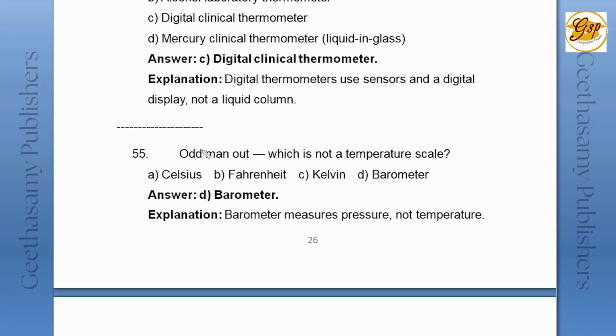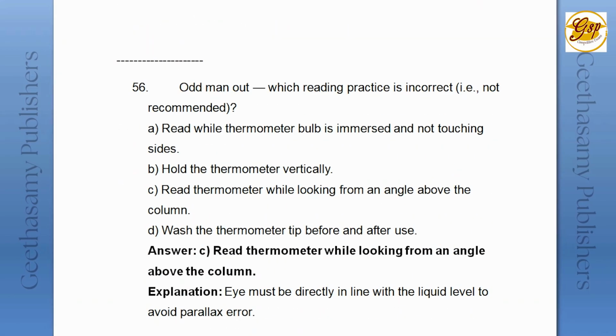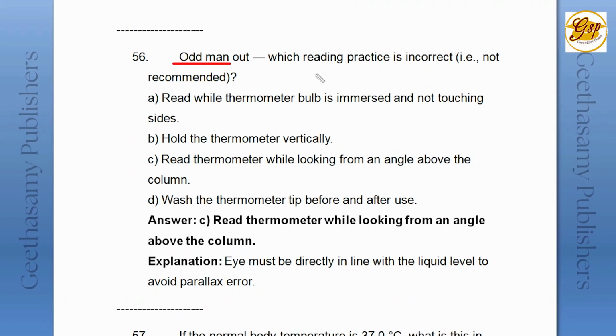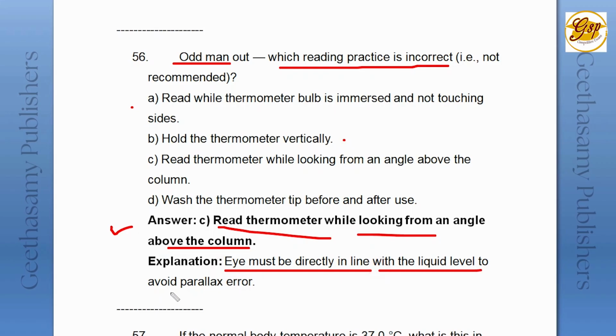And 55th question, again odd man out, which is not a temperature scale. Celsius, Fahrenheit, Kelvin, barometer. A barometer measures pressure, not temperature. And 56th question, again odd man out, which reading practice is incorrect. Read while the thermometer bulb is immersed and not touching the sides. Hold the thermometer vertically. Read the thermometer while looking from an angle above the column. Wash the thermometer tip before and after use. So here the odd man out is reading the thermometer while looking from an angle. No, it has to be direct, not at an angle, right? So avoid parallax error. Fine.